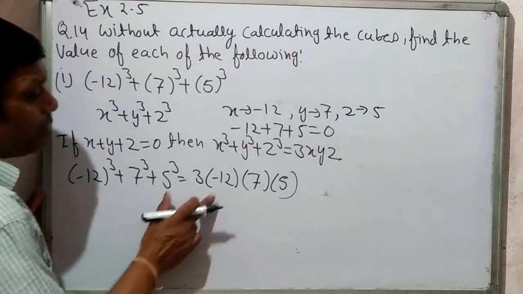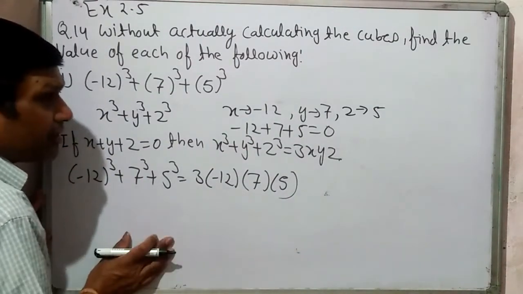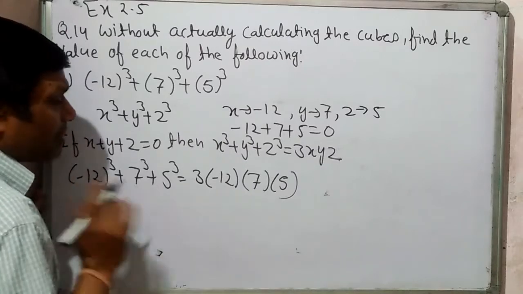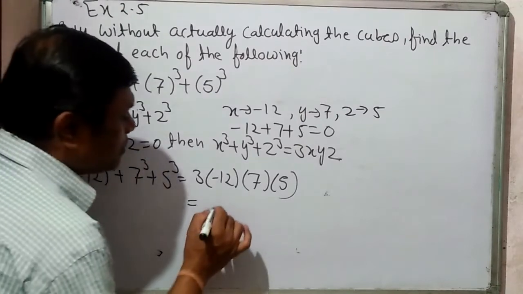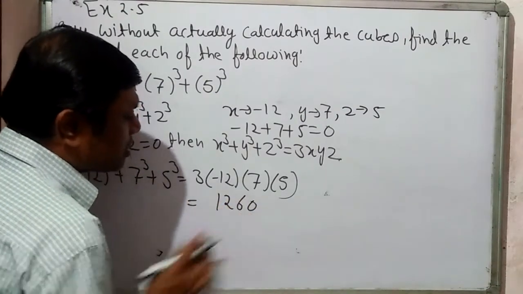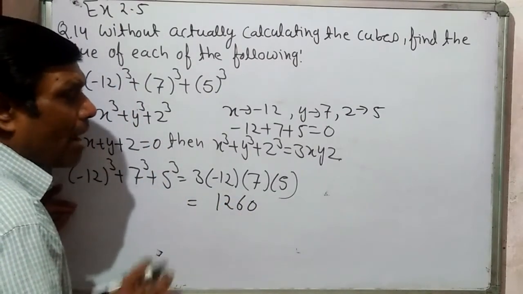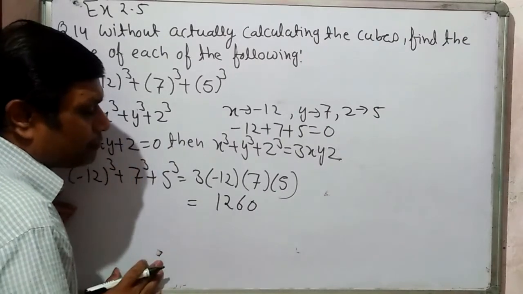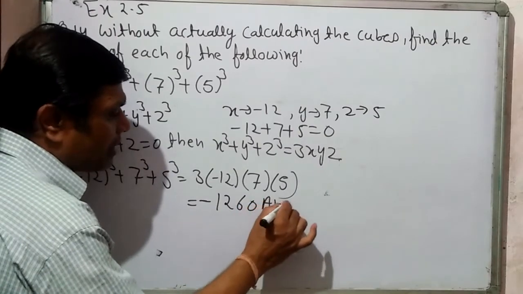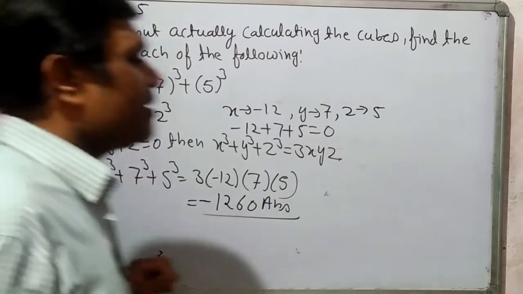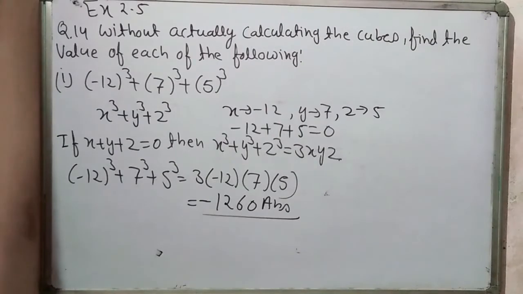Can we multiply them? 12 fives are 60. 60 into 21 will give you 1260. What will be the sign? The sign should be negative because there is only one negative part. So that will be the answer of this particular part.